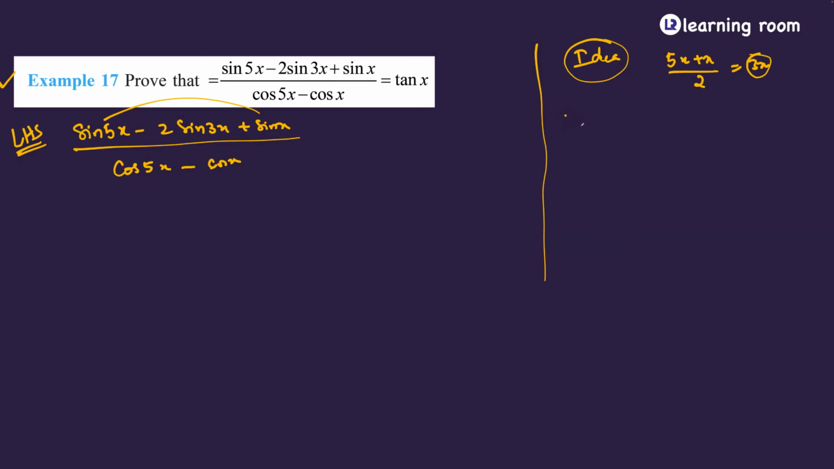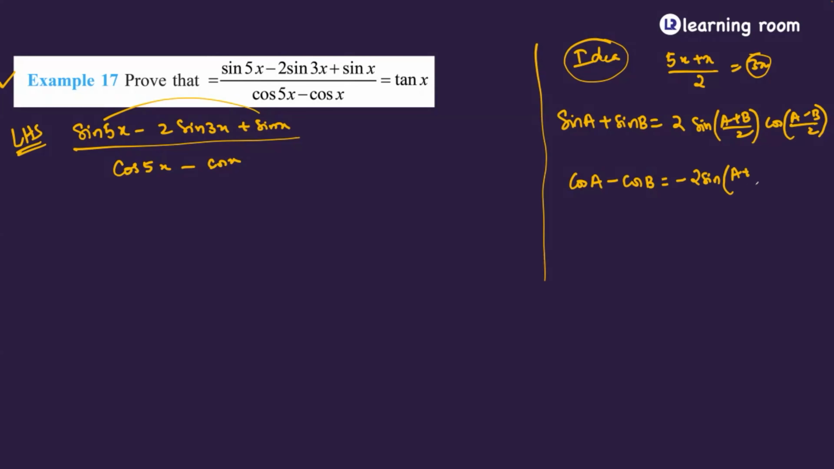For that, I need to recollect the formula. Sin A plus sin B is equal to 2 sin of A plus B by 2 cos of A minus B by 2. Similarly, cos A minus cos B is equal to minus 2 sin of A plus B by 2 sin of A minus B by 2.